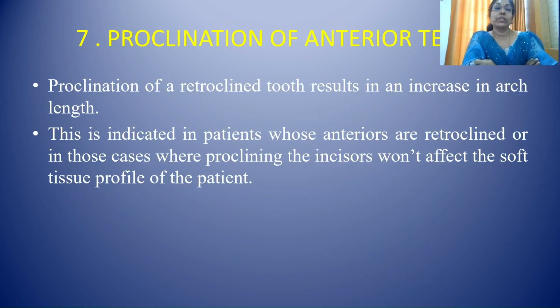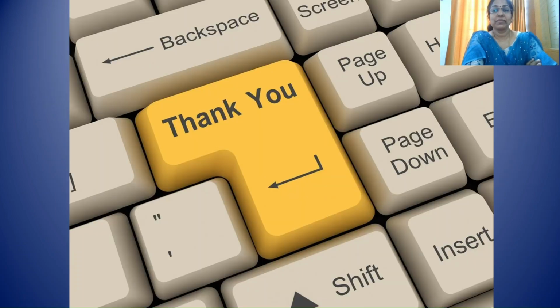Now the last one is proclination of anterior teeth. Proclination of retroclined teeth results in an increase in arch length. Okay, so this is indicated in patients where the anteriors are retroclined. Okay, that is in class 2 division 2 cases. So this will not affect the soft tissue profile of the patient. Thank you.